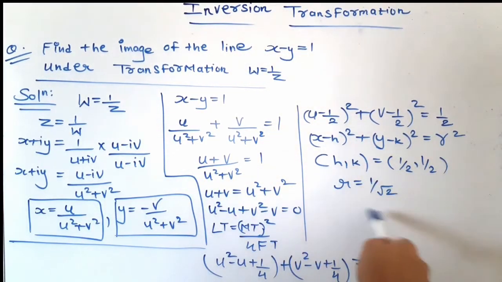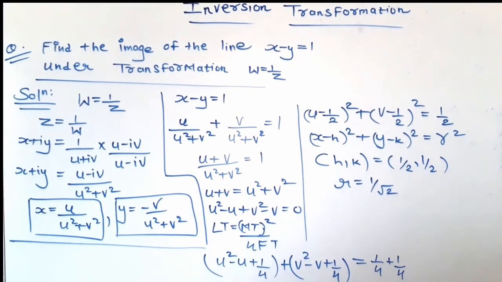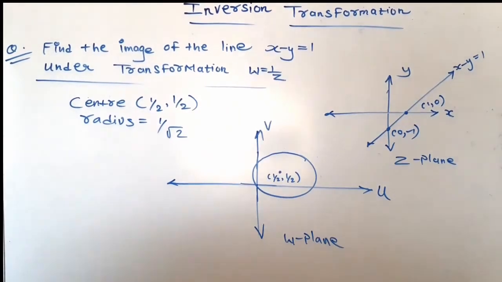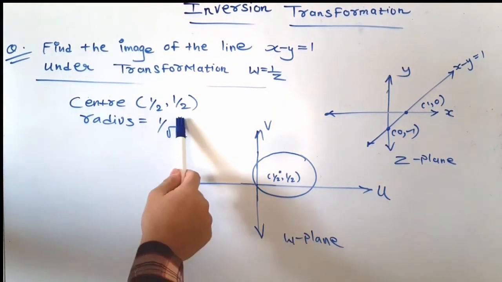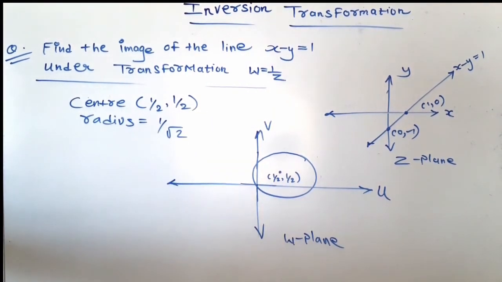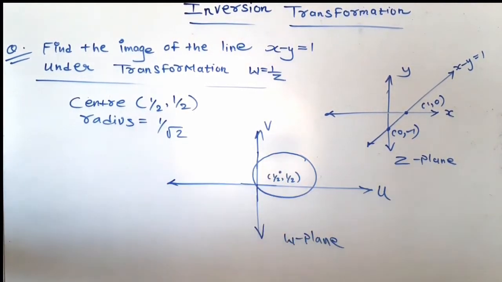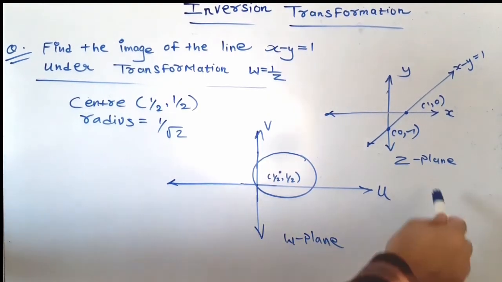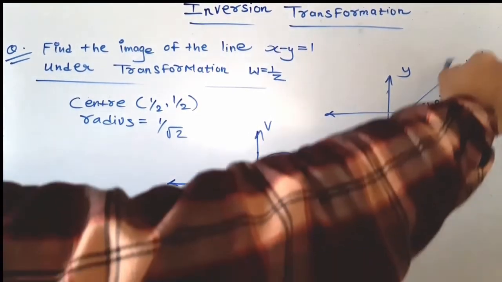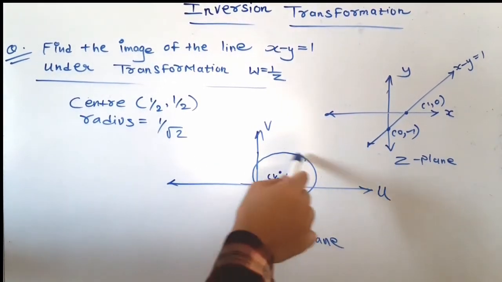Okay. So now we will draw the circle. This is the circle with the center 1 by 2, 1 by 2 and radius 1 by root 2. Note this circle crosses the v-axis. It does not touch the v-axis, it crosses the v-axis. Because the radius is 1 by root 2, which is equal to 0.70 something, and the distance of the center from the axis is 0.5. So definitely it will cross the v-axis. So this is the circle in the w plane. So this is the given line in the z plane. This is the line which we converted into the circle in the w plane.